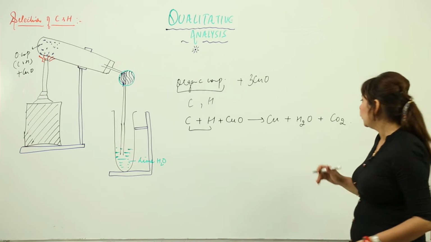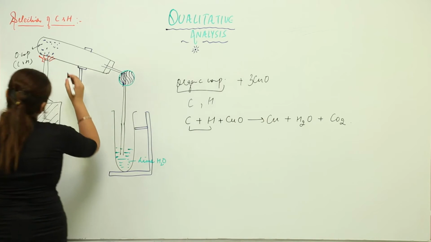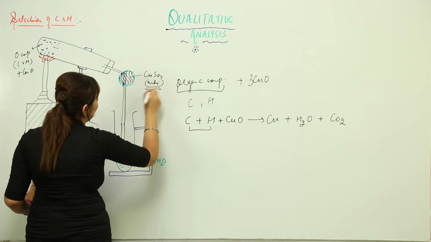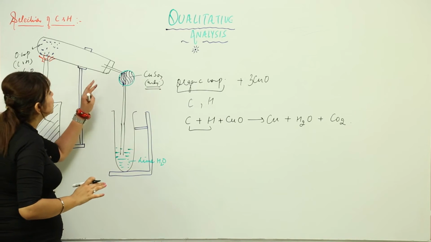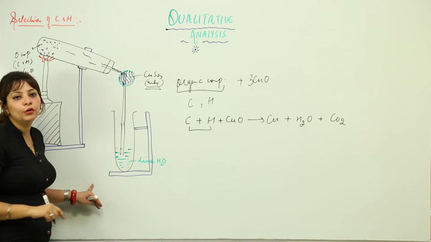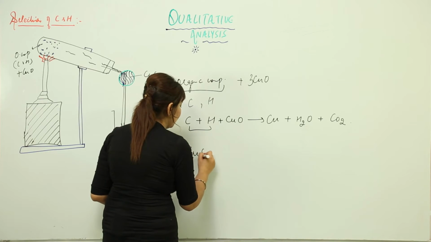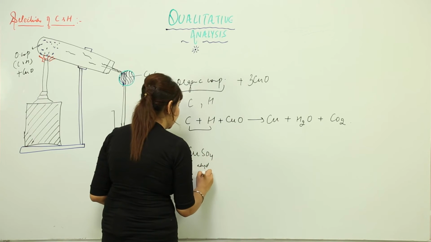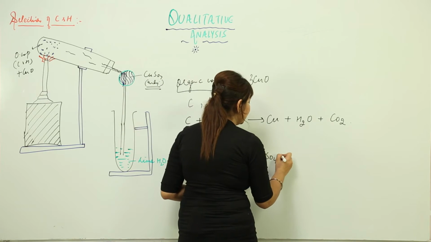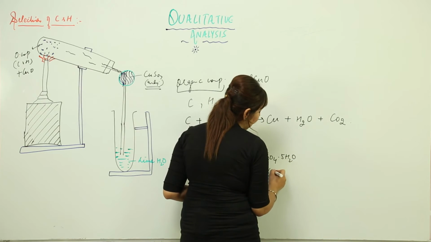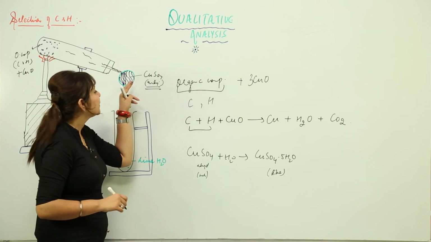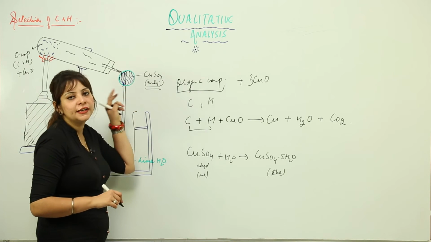When this H2O forms, here we have taken copper sulfate. What copper sulfate? A white color, anhydrous one. So this is my white color copper sulfate. Now what happens when the water vapor passes through here, it turns CuSO4 blue. Why? Because this was copper sulfate anhydrous, which is white in color. So when it combines with water, it forms copper sulfate pentahydrate crystals, which are blue in color. So as you can see, these crystals turn blue here.